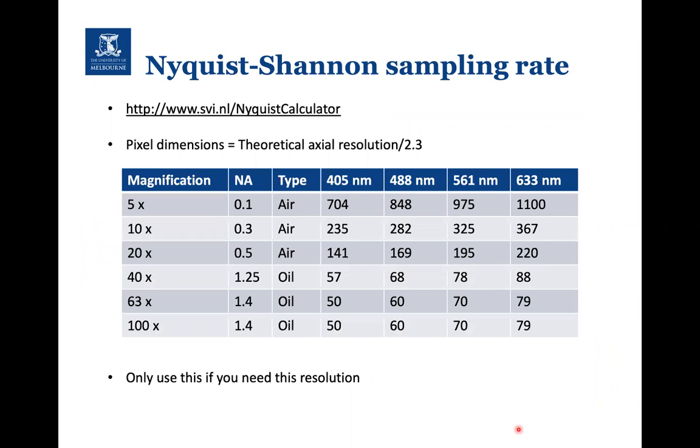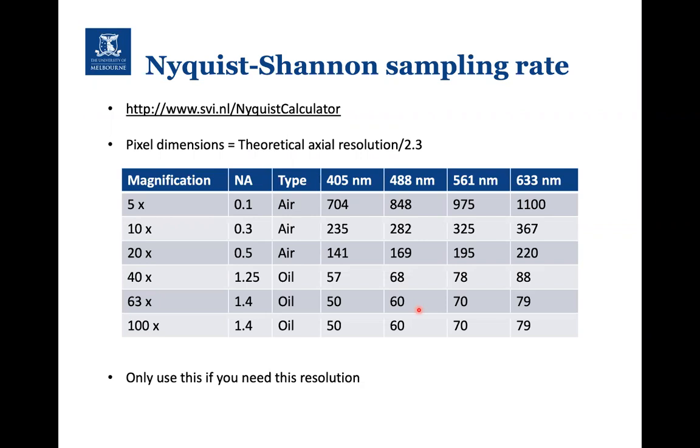Fortunately, there are calculators available. So this is a very good one on the SVI website, this Nyquist calculator. Again, as I say, on most confocals now, they will have a Nyquist or optimal button that you can push. This table shows the recommended pixel dimensions using the theoretical axial resolution, so your XY resolution, divided by 2.3. So for example, if you're on a 63x, 1.4 NA oil objective, and you're imaging in your green channel, then you want to be about 60 to 80 nanometers, I'd say, in pixel to get the best resolution out of that objective that you can.